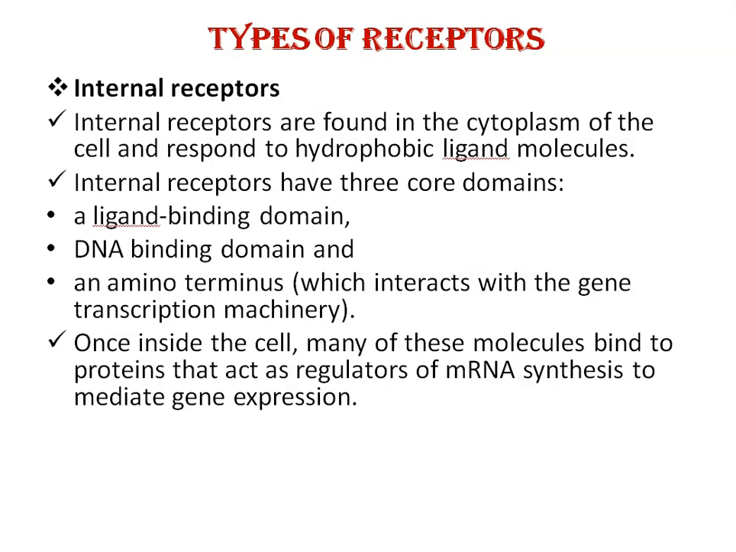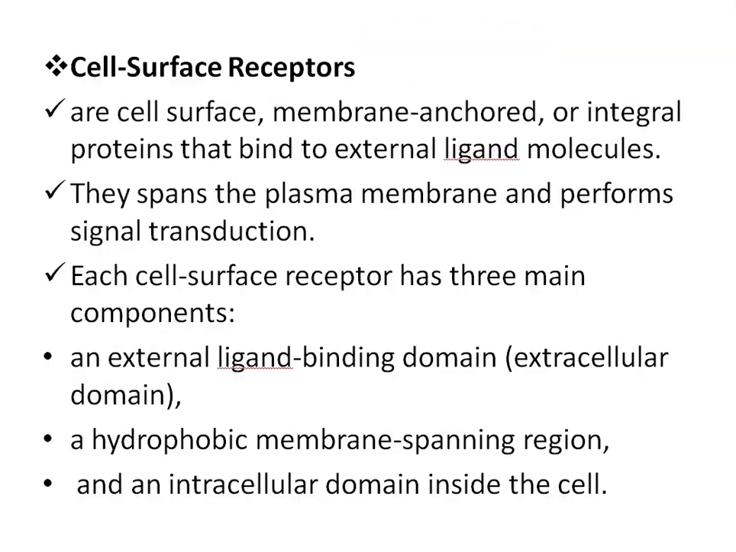Internal receptors are found in the cytoplasm of the cell and respond to hydrophobic ligand molecules. Internal receptors have three core domains: a ligand binding domain, a DNA binding domain, and an amino terminus. The amino terminus interacts with the gene transcription machinery. Once inside the cell, many of these molecules bind to proteins that act as regulators of messenger RNA synthesis to mediate gene expression. Now, what is gene expression? Gene expression is a cellular process of transforming the information in a cell's DNA into a sequence of amino acids that ultimately forms a protein.